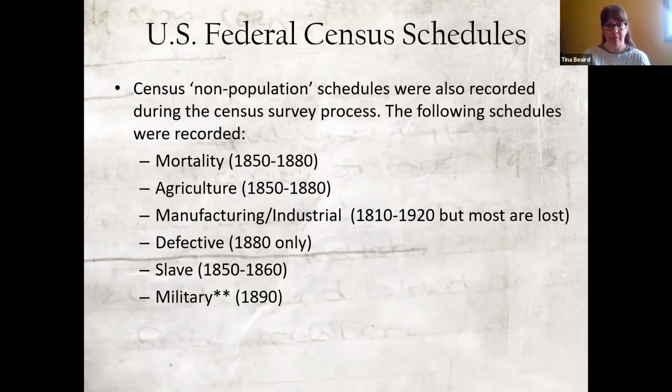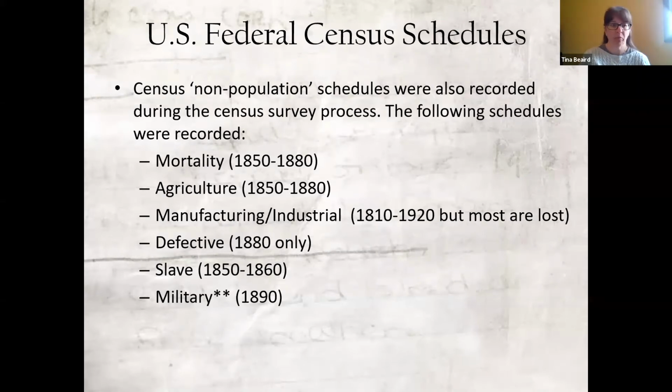So that's federal population schedules. Those are done every decade, required by the federal government by law, but also attached to those federal population census schedules are these other non-population schedules. So you see that they did mortality from 1850 to 1880, agriculture, manufacturing and industry. Unfortunately, the vast majority of those did not survive, which is unfortunate because they would have been useful to me in my own research. They listed what they called their defective census, which was 1880 only.